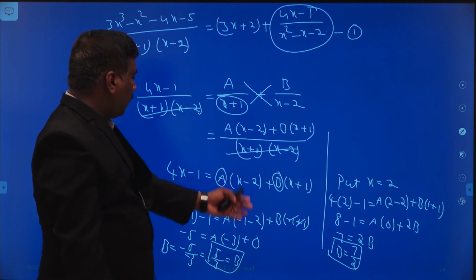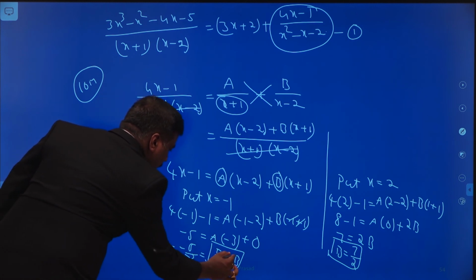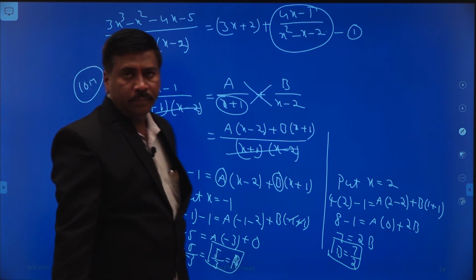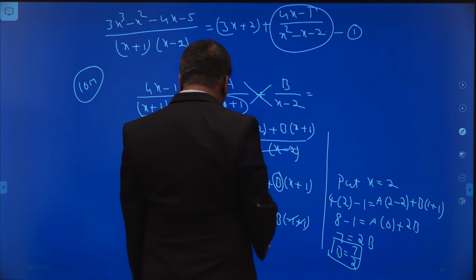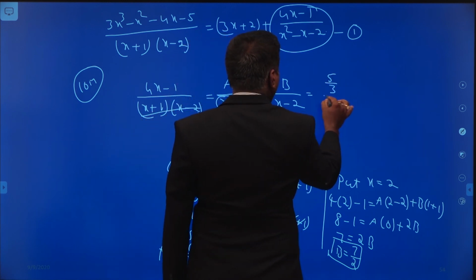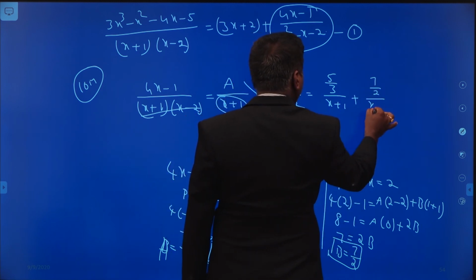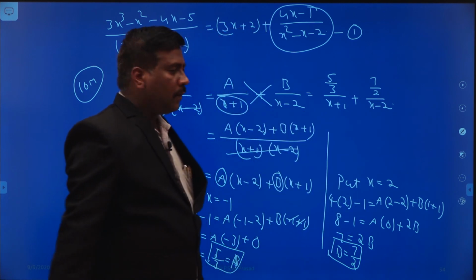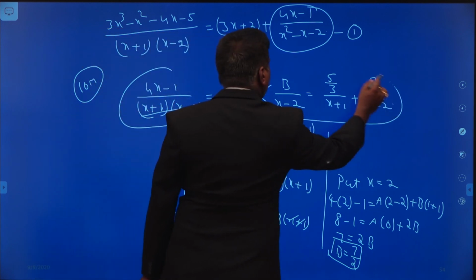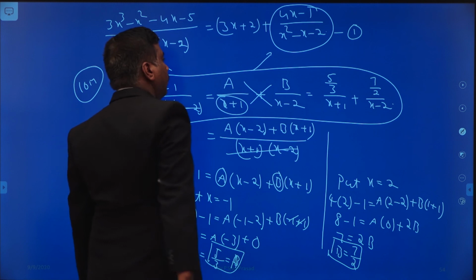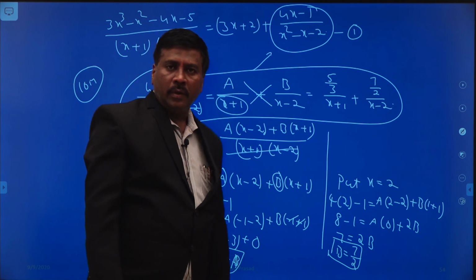Here I have found the values: a equal to 5 by 3 and b equal to 7 by 2. Now these values are to be substituted here. A value is 5 by 3 by x plus 1 plus b value 7 by 2 by x minus 2. Then this gives the total partial fraction of the given improper fraction.